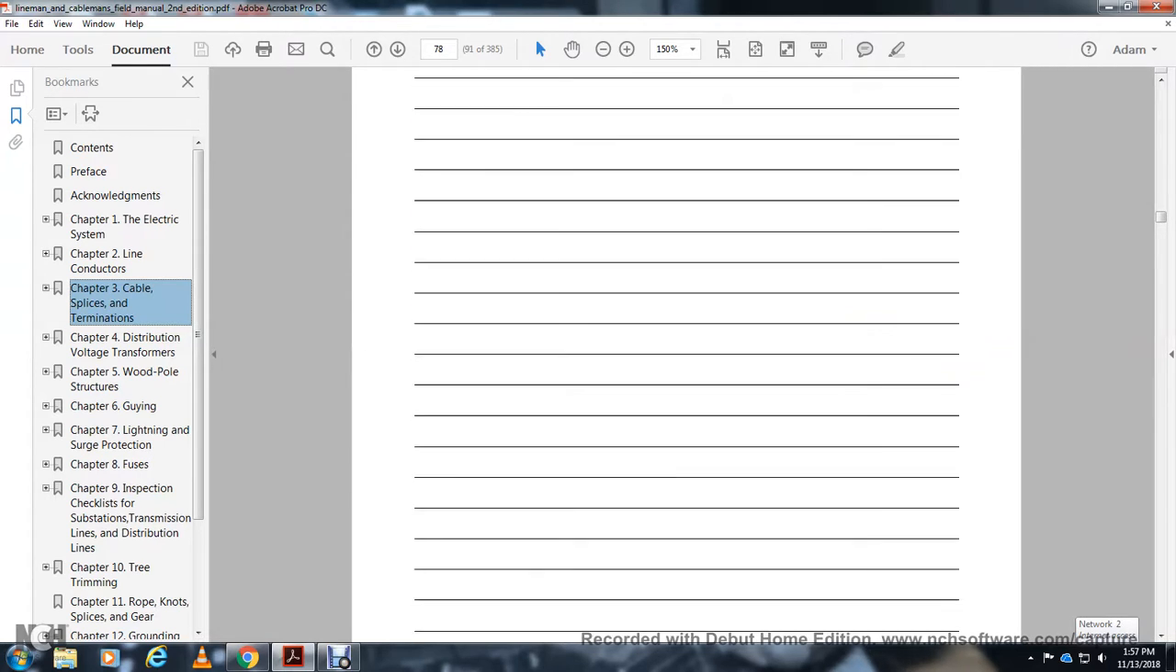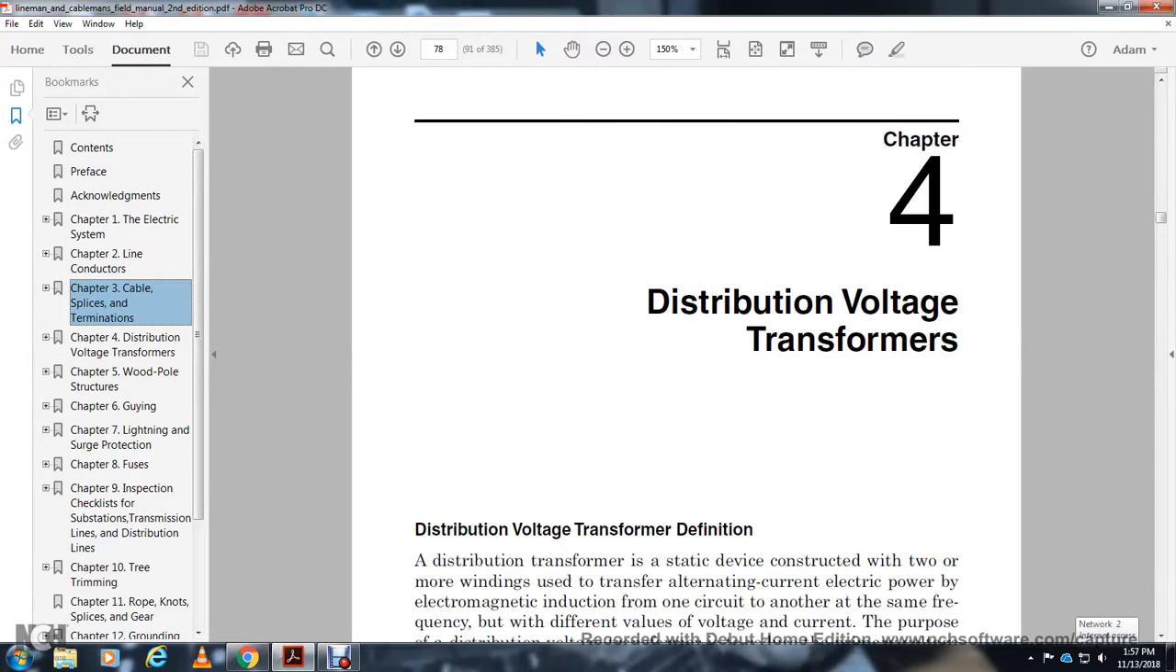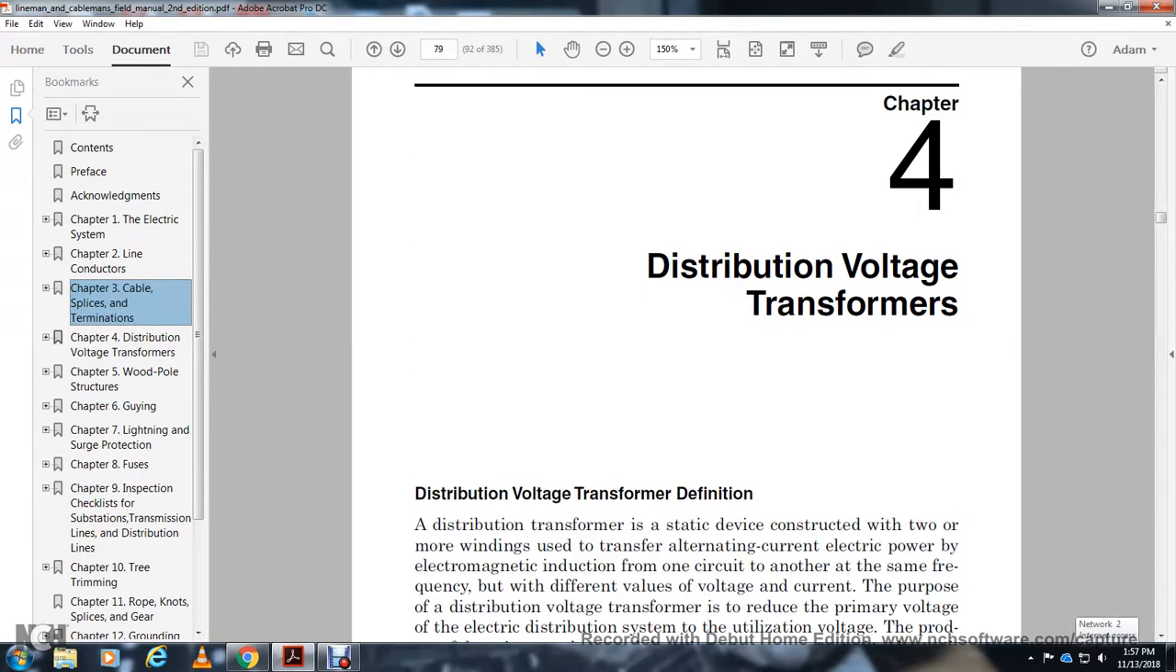And that was the notes, and that was Chapter 3. Chapter 4, Distribution Voltage Transformer.